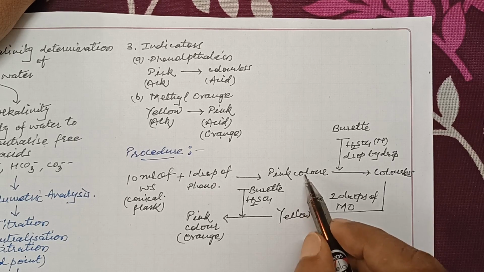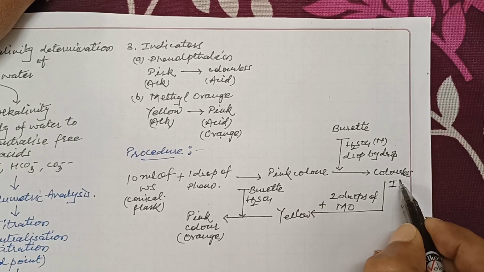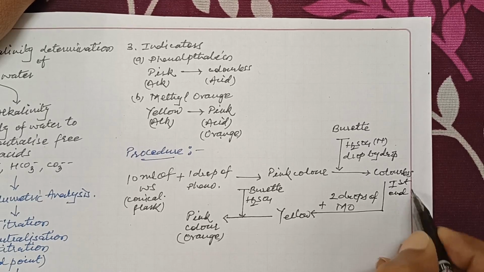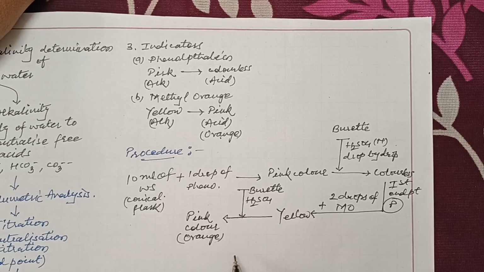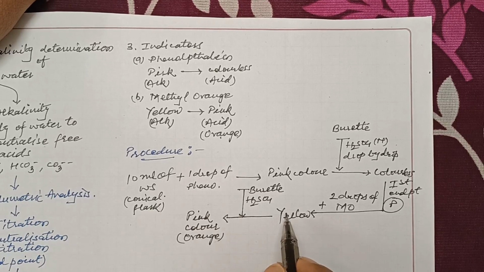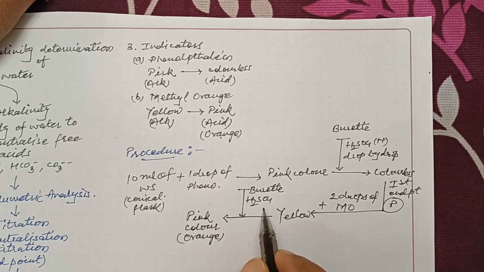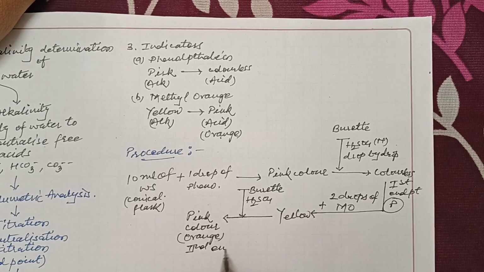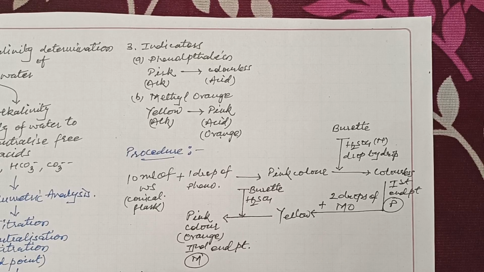First, the pink color due to phenolphthalein changes into a colorless condition. It is called the first endpoint, or P endpoint. The second time, the yellow color which has come due to the addition of methyl orange converts into pink color. This is called the second endpoint, or M endpoint. So this is the first step.